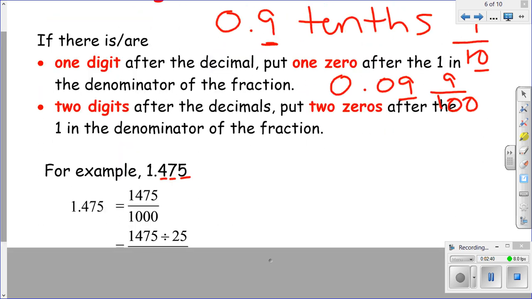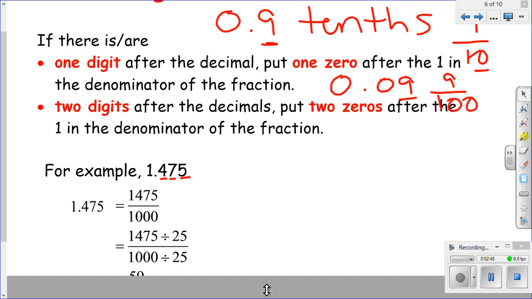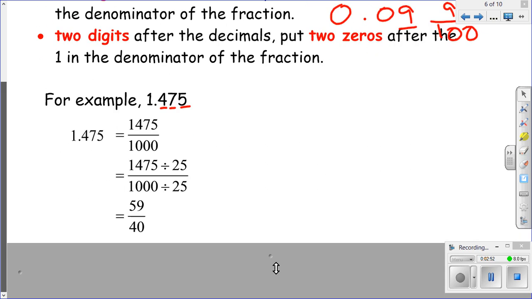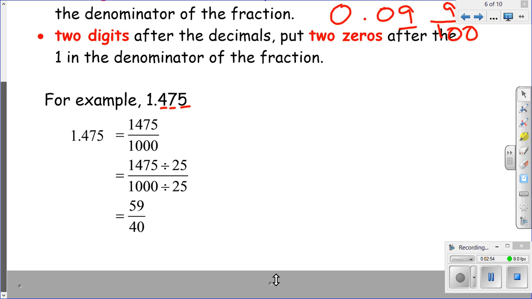And again, I need to follow my proper conventions for fractions, not rounding, and write it in lowest terms. I can divide both the numerator and denominator by 25, which leaves me 59 over 40.